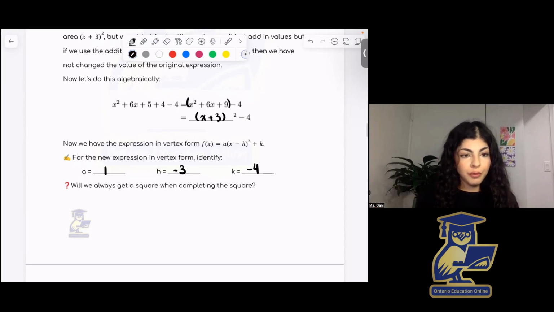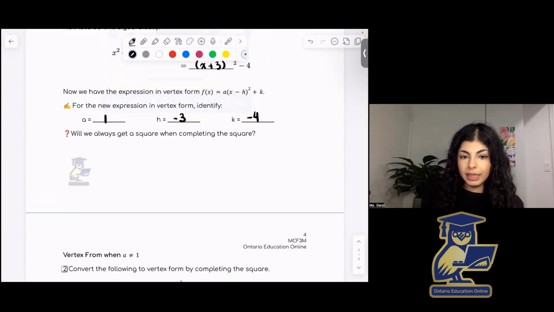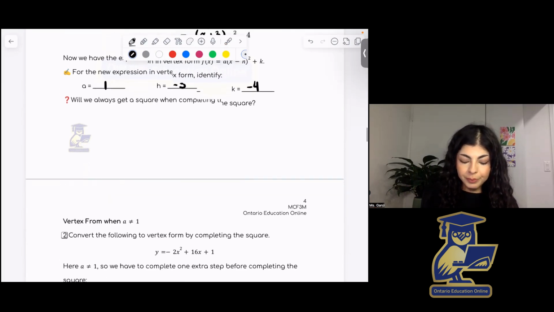So, a question for you now is, will we always get a square when completing the square? In other words, can we apply completing the square to any quadratic expression to be able to write it in vertex form? And as we see in the next bit, you'll be able to see that yes, and I'll actually give you a formula for how you would do it and show you how we get to that formula as well.